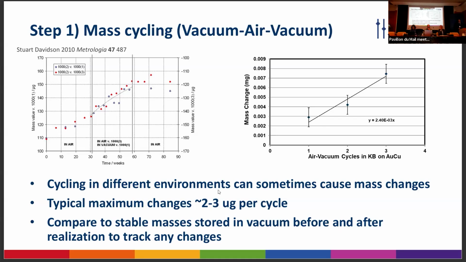And so generally what we always try to do is we measure our transfer mass, the mass that we want to realize the value on. We compare it to a bunch of other stable masses that have been stored in vacuum for a while, and then we cycle them back and forth a few times to see how that change happens. And then we can make corrections for it when we go to the Kibble balance and come back again.